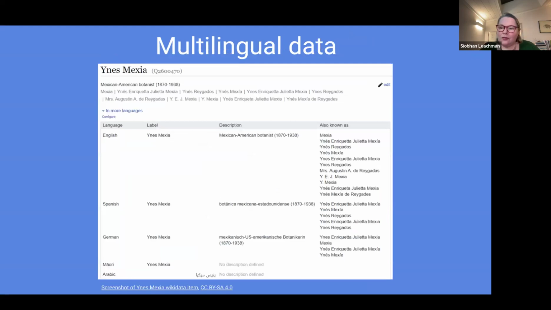As Sabine has already explained, Wikidata is multilingual. Each item expresses a concept and it's represented by the Wikidata QID. Now, this concept can be expressed in multiple languages in Wikidata.